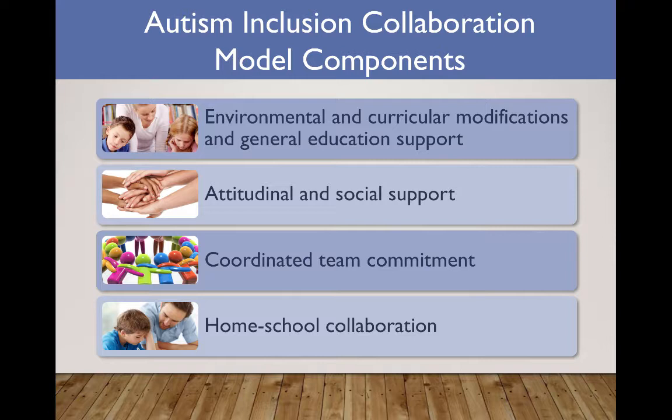Autism inclusion collaboration model components. So if we're looking to include children, we need definitely cooperation in terms of the environment and curricular modifications between general and special education. There has to be an attitude that the child can learn, and as well as social support. So the multidisciplinary team has to be coordinated. There has to be coordination and collaboration between the home and the school.